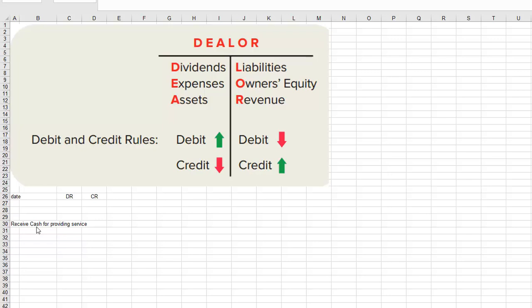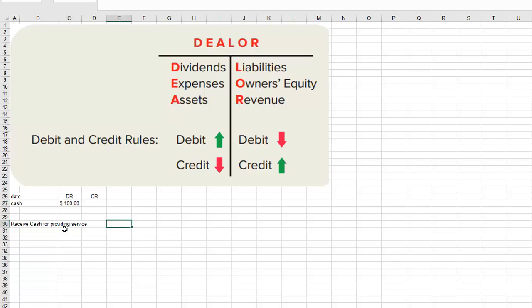Then we determine what type of account is cash. The choices are dividends, expense, asset, liabilities, owner's equity, or revenue. Well, we can use our chart of accounts, and we know that cash is an asset. The asset went up, so it's going to be debited. The debit is going to come over here. It's going to be all the way to the left, and it's going to be cash of $100.